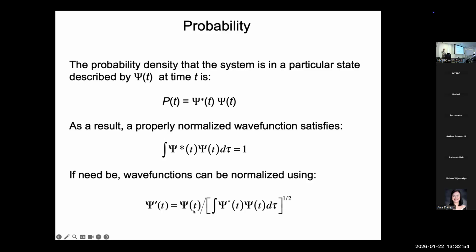And if need be, we can always normalize as shown here. If this integral wasn't equal to 1, if we take its square root and divide everything by it, then we will end up normalized.